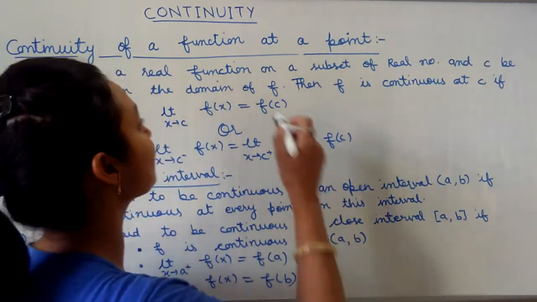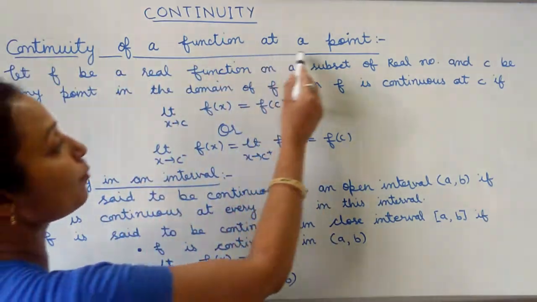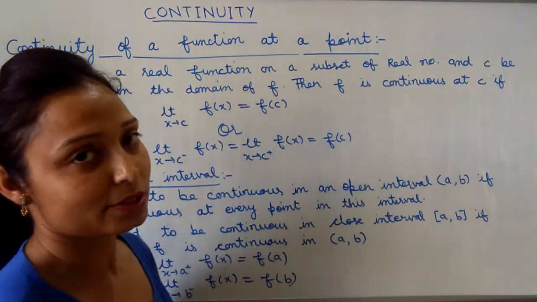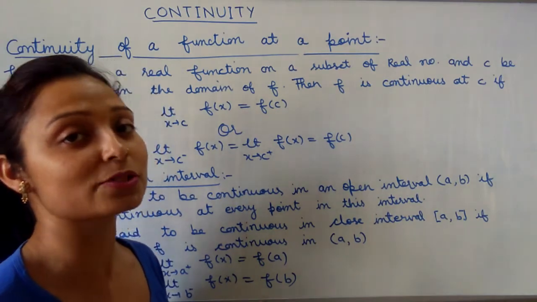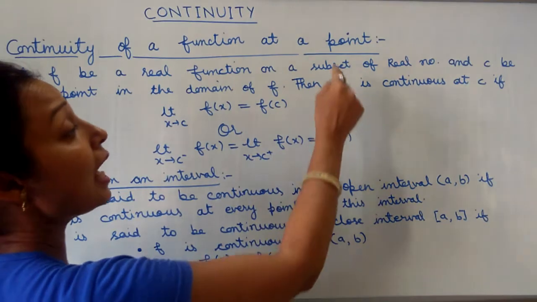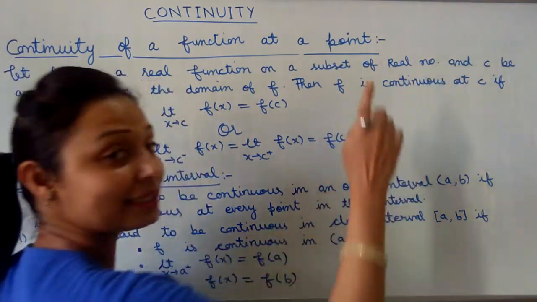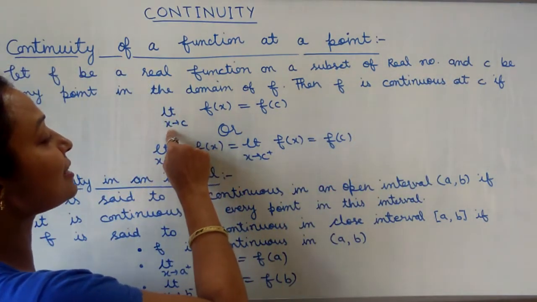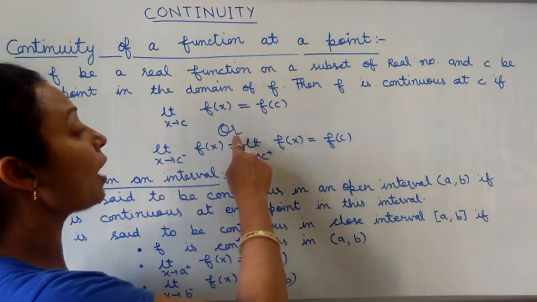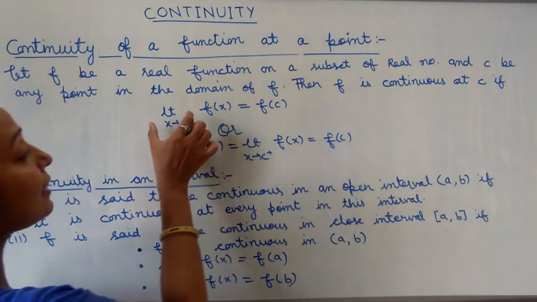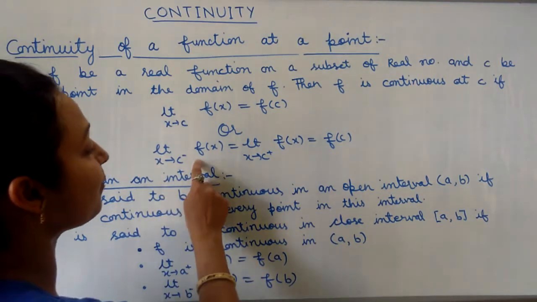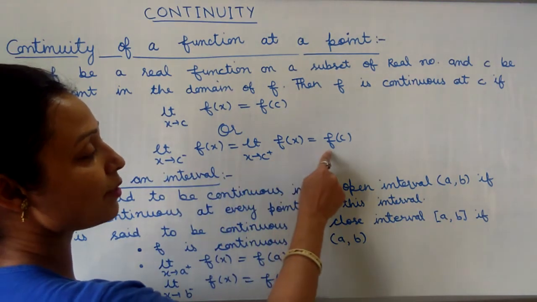Come to the definition of continuity of a function at a point. Let f be a real function on a subset of real numbers, and c be any point in the domain of f. Then f is continuous at c if the limit as x approaches c of f(x) is equal to f(c). Or, in another definition, this limit is divided into two parts: first is the left hand limit, second is the right hand limit, equal to f(c).